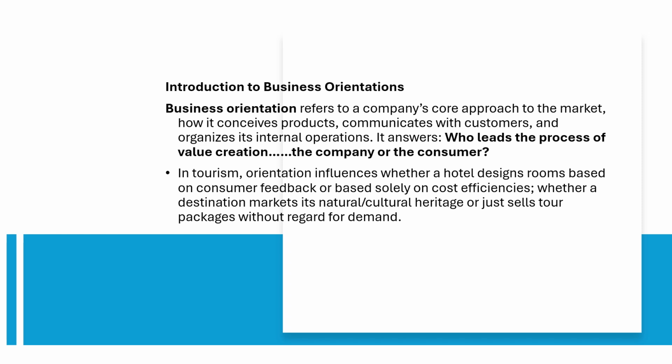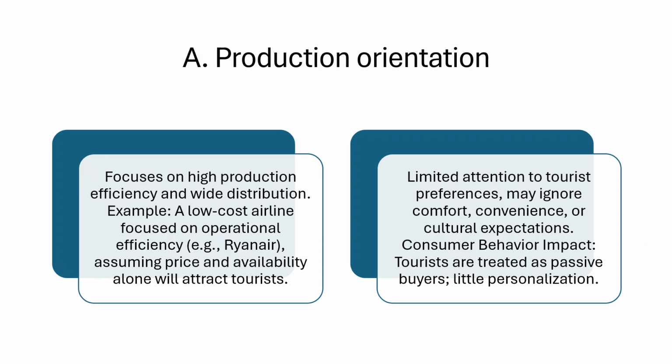So in tourism, orientation influences whether a hotel designs a room based on consumer feedback or on cost efficiencies, or whether a destination markets its natural attractions or just sells tour packages without regard for the demand in the market. Now let's take on the business orientations. The first one is production orientation.